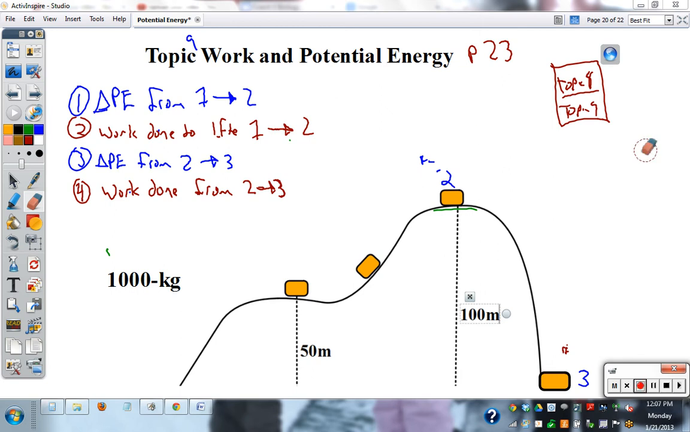This is topic 9, the combination of work and potential energy. It's going to go on page 23 on the bottom half. So page 23 should have topic 8 on top, topic 7 here, topic 9 right there on the bottom. And this is the only example.